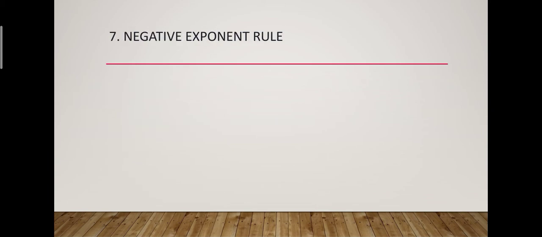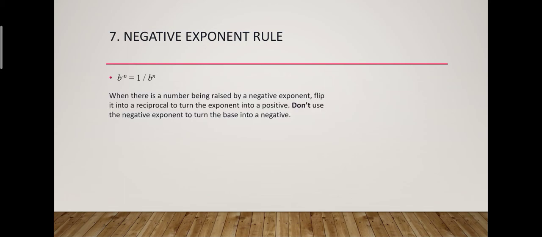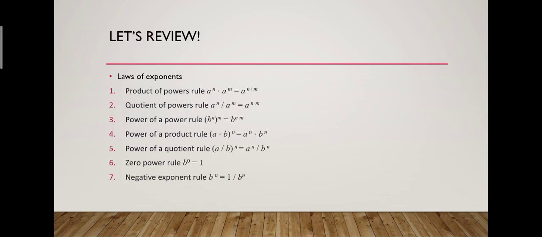Negative exponent rule is in the form of b to the power of negative n is equal to 1 divided by b to the power of n. When there is a number being raised by a negative exponent, flip it into a reciprocal to turn the exponent into a positive. Don't use the negative exponent to turn the base into a negative. For example, x to the power of negative 2 is equal to 1 over x squared.